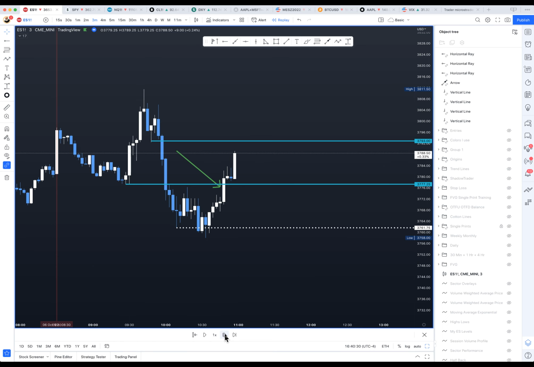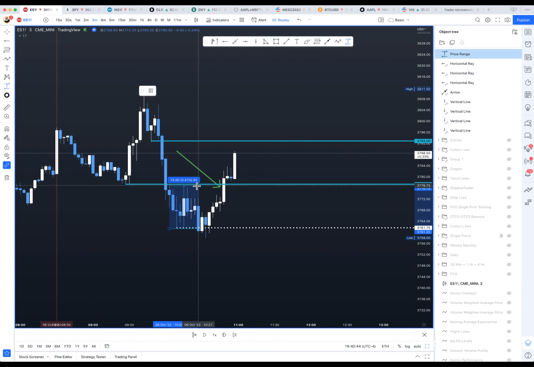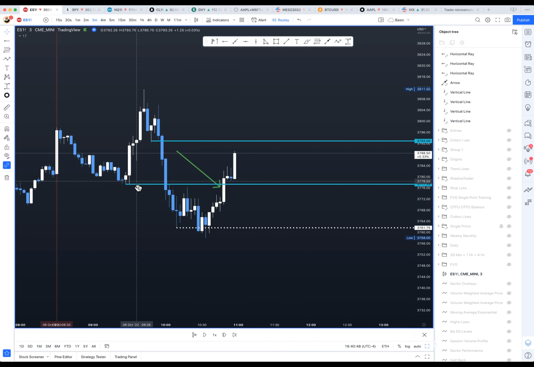Okay, now we have strong displacement up. Now, when this thing was within a point here, you've got to decide, is that tested or not? Well, it made it down this far, and it ran back up 15 points. You've got to consider that tested, and you're not going to play this. Or if you do, you play it at the lowest risk you can.